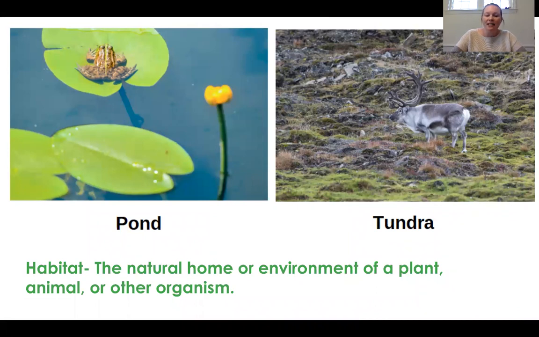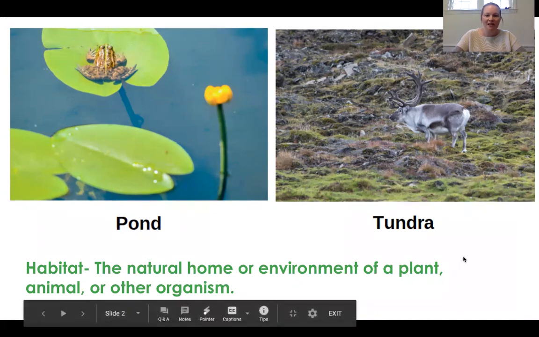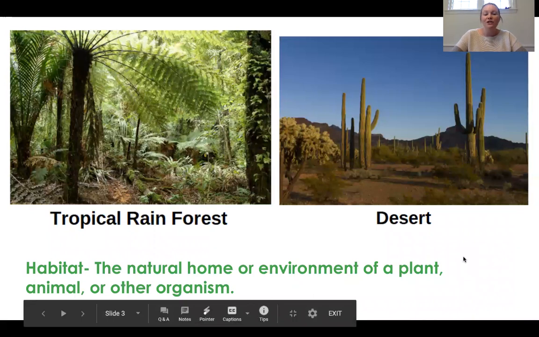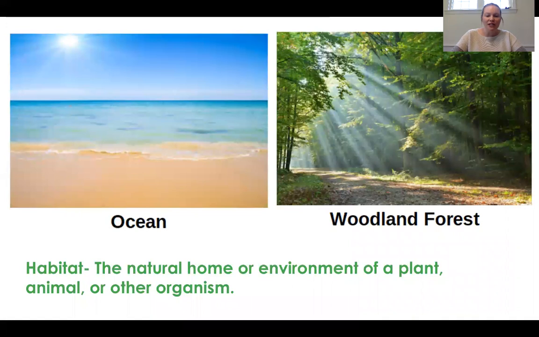A habitat is the natural home or environment of a plant, animal, or other organism. Here we can see two different habitats, a pond and a tundra. Here is a tropical rainforest and a desert, the ocean, and the woodland forest. Plants and animals have all adapted in order to survive in these unique habitats.